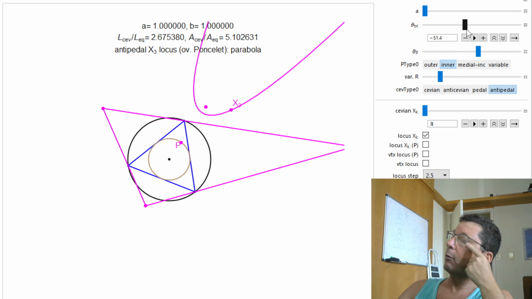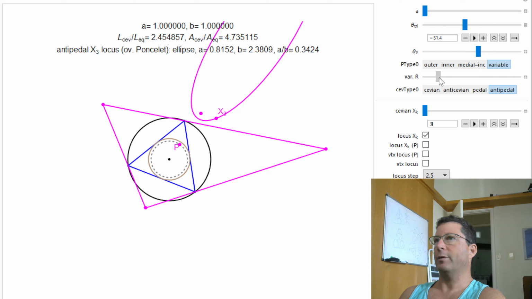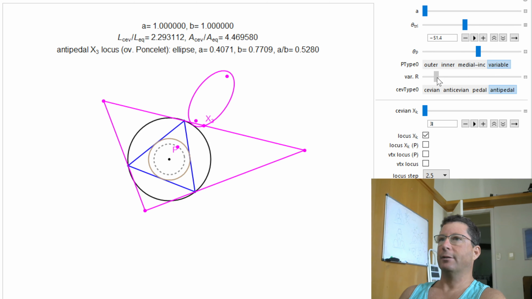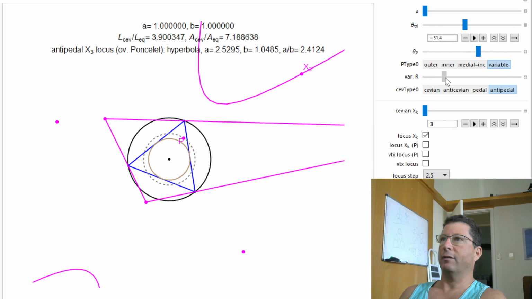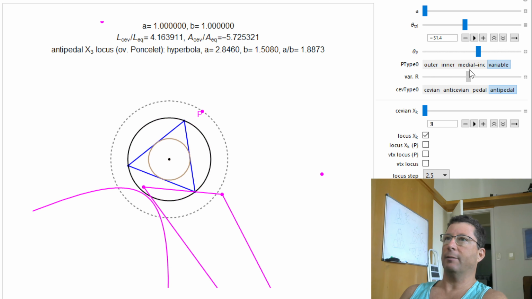Okay, what happens if P is not on that incircle, right? So if I go inside, I'm an ellipse. If I go outside of the incircle, I'm a hyperbola. And then if I go further to the outside, I'm still a hyperbola.